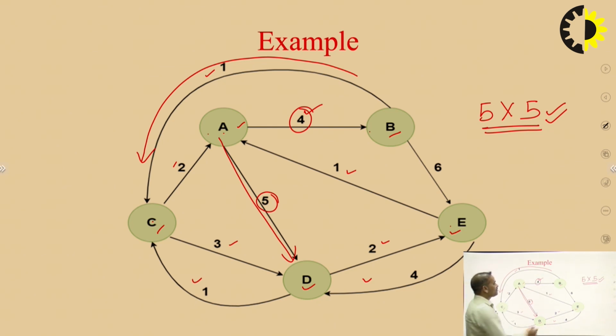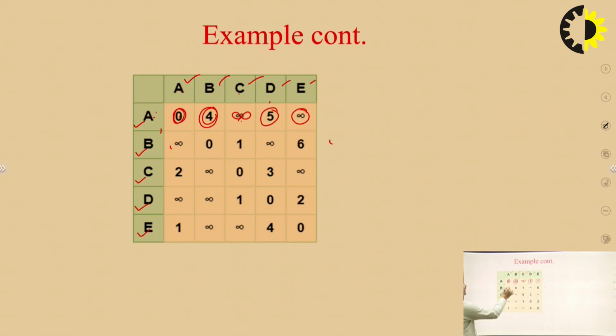Because in the graph there is no direct edge from B to A, we mark infinity in the table. Here this position is B to B. In case of the same vertex, we mark 0 here. Here also mark 0. This position is also for node D. The distance of D to D is 0. The distance of E to E is 0.